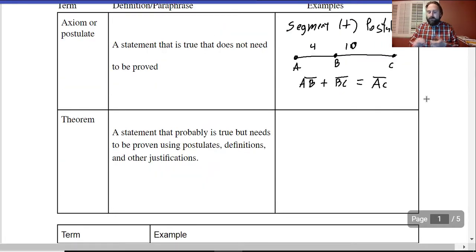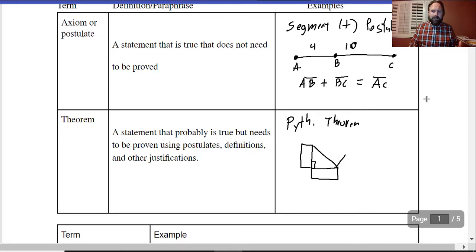Now, the next part right here is a theorem. For example, we have talked about the Pythagorean theorem. So I'm going to write Pythagorean theorem. And the Pythagorean theorem is basically, hey, we have a right triangle. The square of one side plus the square of the other side is equal to the square of the hypotenuse, or A squared plus B squared is equal to C squared.